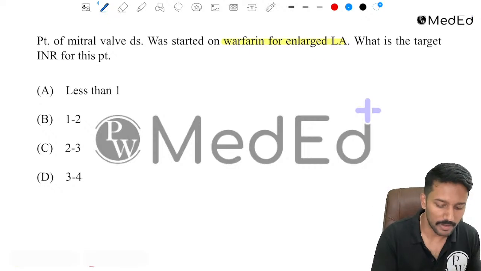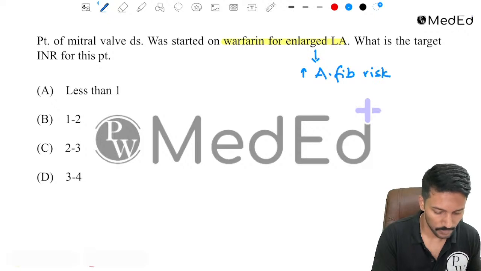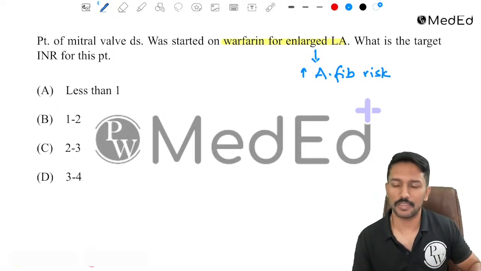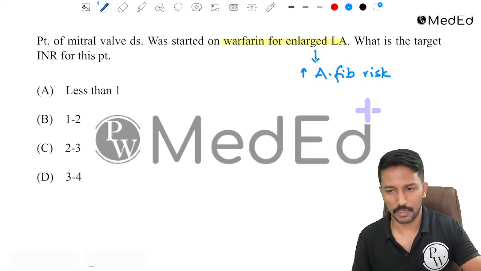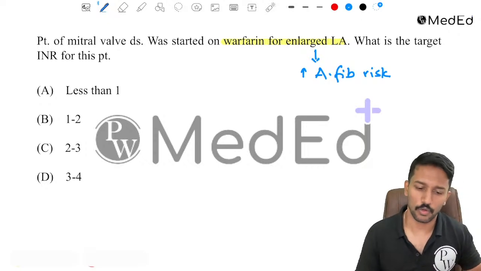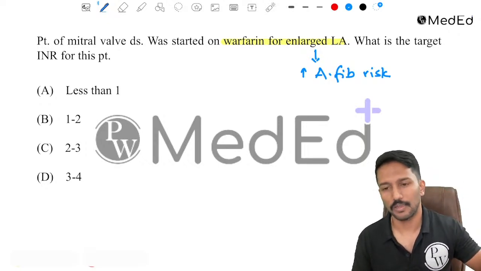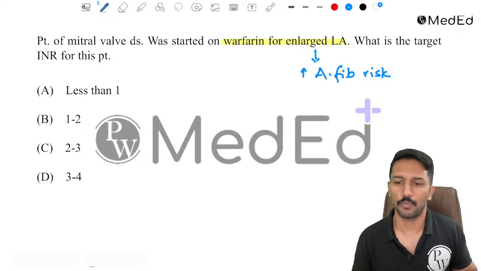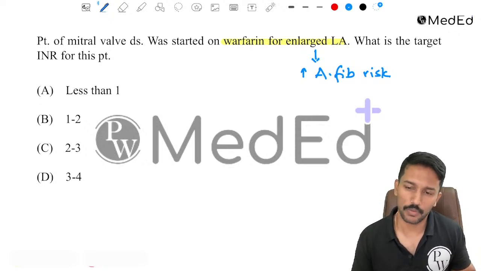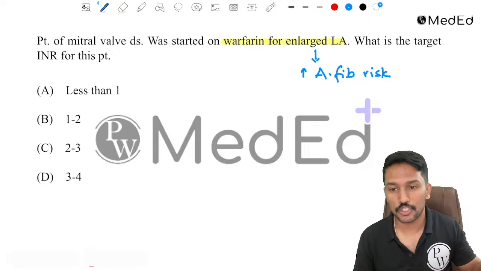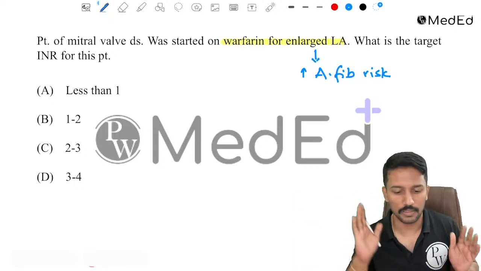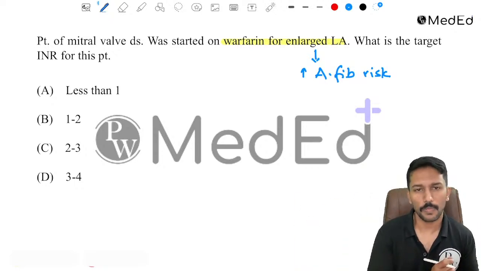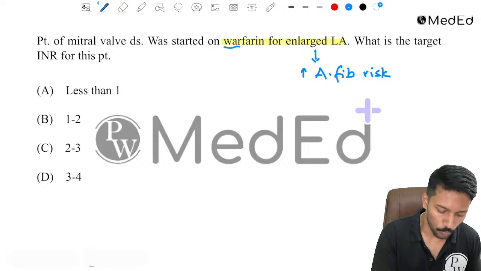So please remember, enlarged left atrium is associated with increased atrial fibrillation risk. Now atrial fibrillation risk means that there is a risk of forming a left atrial clot. The clot can go to the left ventricle and cause embolism, right? What embolism? Systemic embolization. The clot will go into the aorta, from aorta most likely carotid artery, from carotid artery most likely MCA, and cause stroke. That is why atrial fibrillation is associated with increased risk of stroke. Okay, so that's why we have started warfarin.